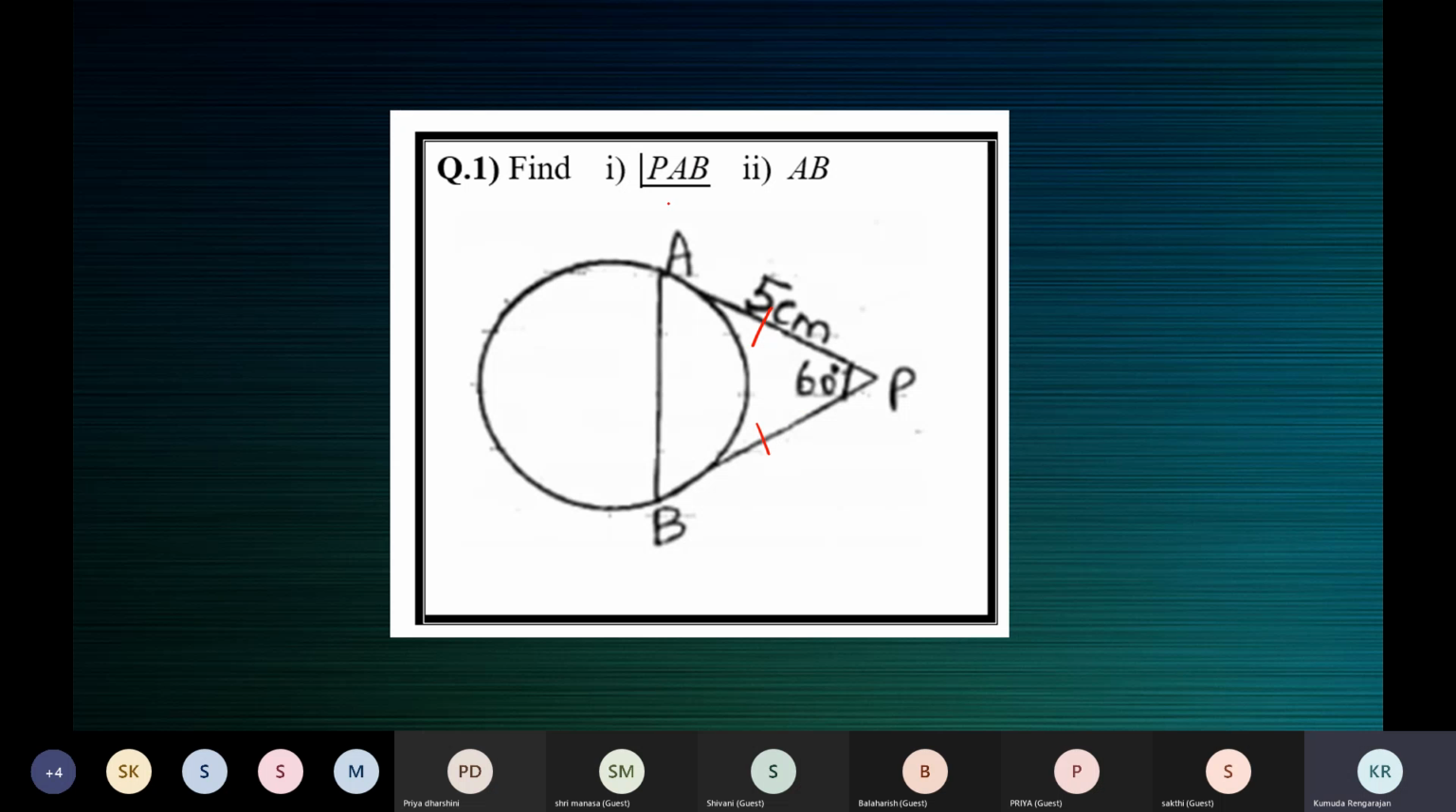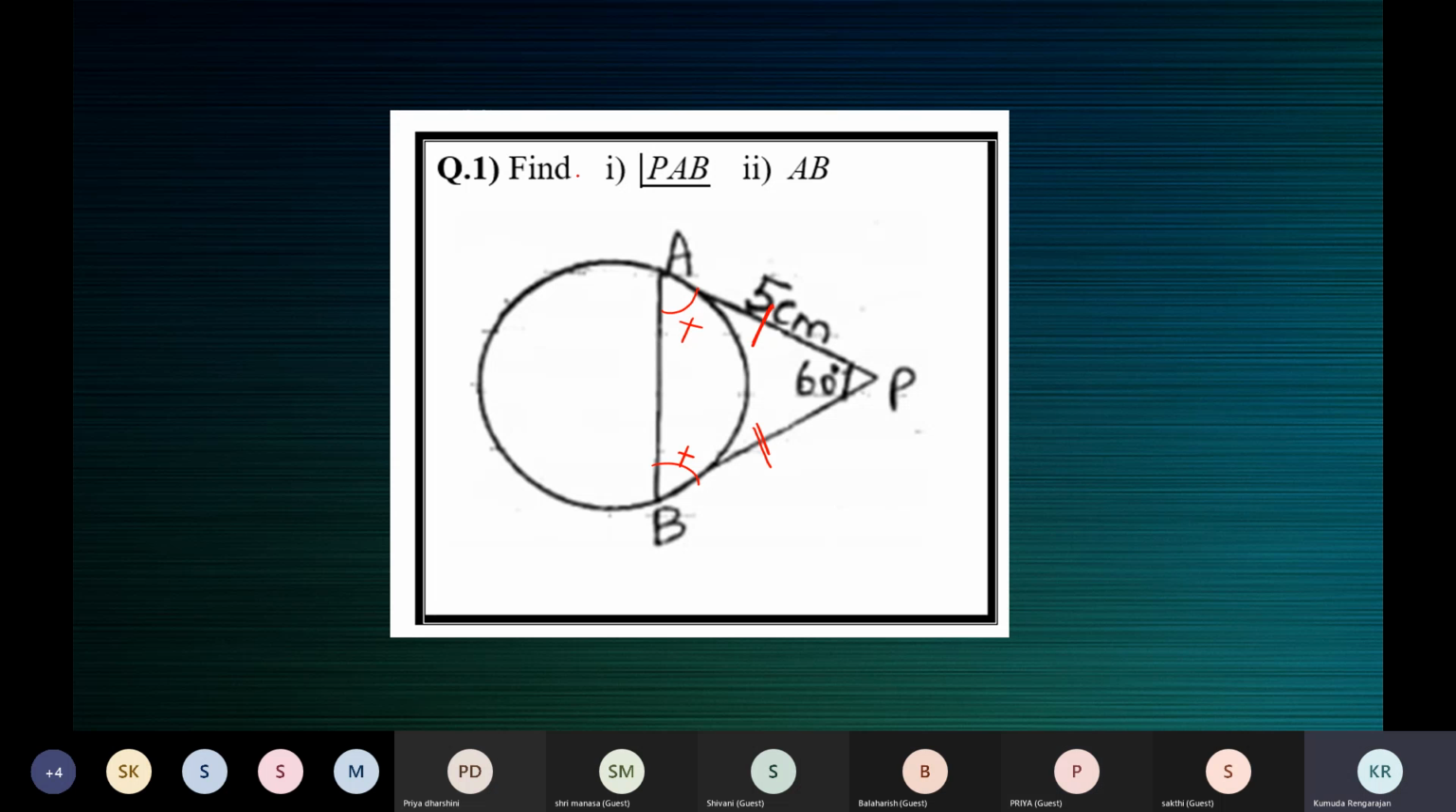Okay. Now the question is to find the measure of angle PAB. We need to find the measure of this angle. So now since PA is equal to PB, what kind of triangle is triangle PAB? Isosceles triangle. It's an isosceles triangle, which means the base angles are equal. So this angle is equal to this angle, right?